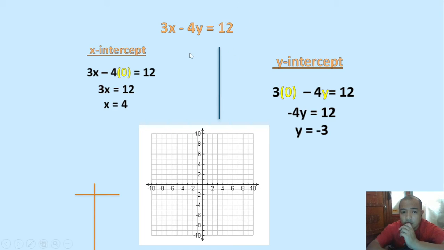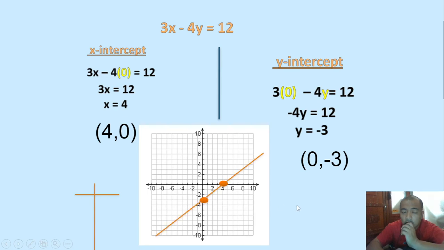For the x-intercept, we let y equal 0. So 3x equals 12. Divide both sides by 3. So the x-intercept is 4, while for the y-intercept, let x equal 0. Negative 4y equals 12. Divide both sides by negative 4. Negative 3 is the y-intercept. So the x-intercept is (4, 0), the y-intercept is (0, negative 3). This is the x-intercept, while this is the y-intercept, negative 3. Okay, connecting the two points, we form a straight line. This is now the graph of 3x minus 4y equals 12.